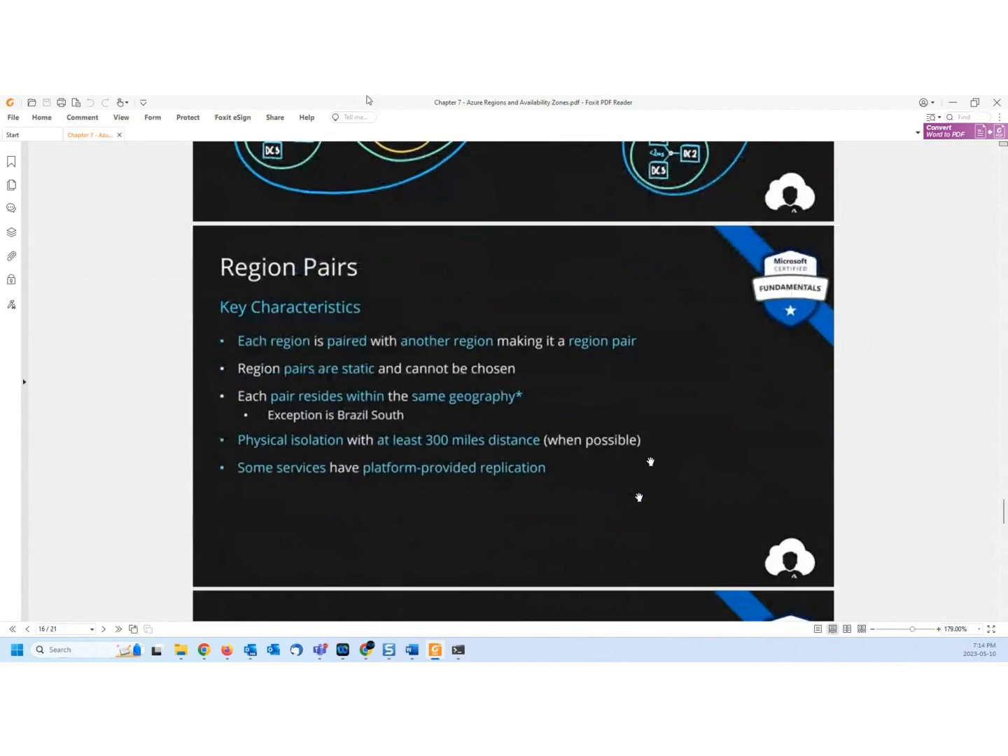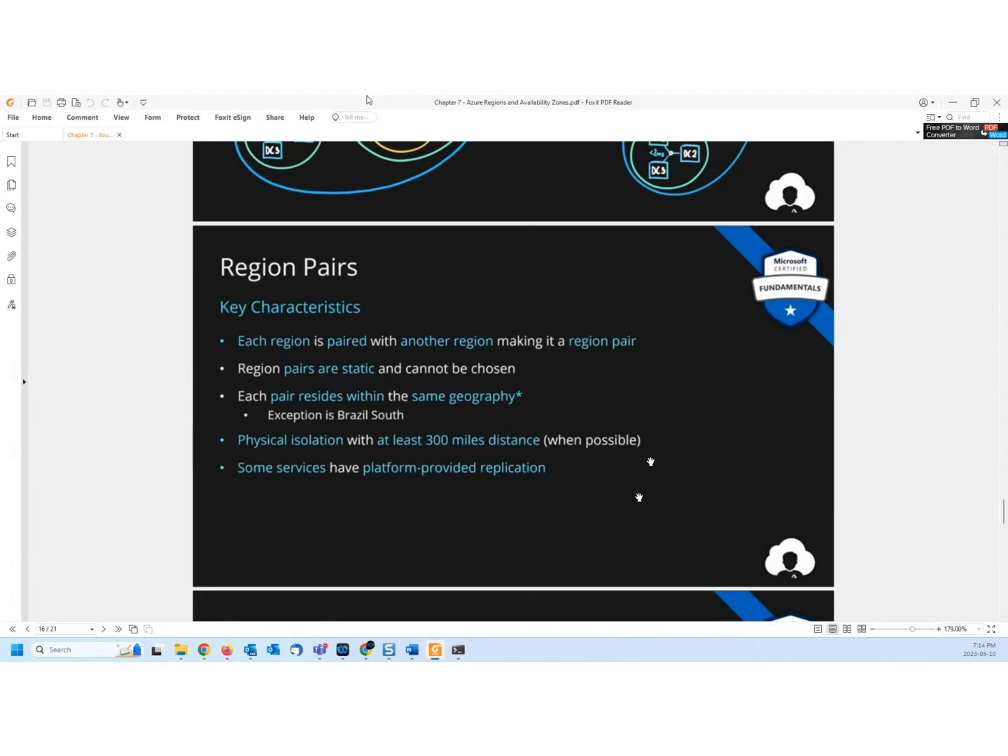So the region pair: each region is paired with another region, making it a region pair. Region pairs are static and cannot be chosen. Each pair resides within the same geography. There is an exception in Brazil, and I don't know why. I haven't looked at it, but each region pair is within the same geographical area.